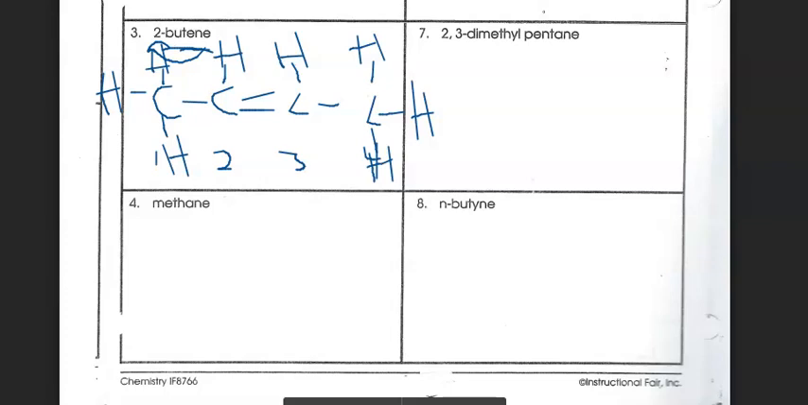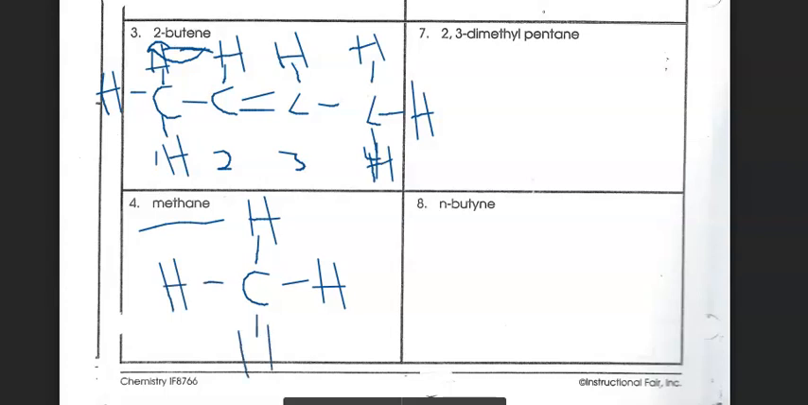If we go down to number 4, methane, meth, of course, means one carbon, ANE, well, single bond, it's only one carbon. Here it is, good old CH4. There is no such thing as methane with an ENE ending or methene. In order to have a carbon-carbon double bond or a carbon-carbon triple bond, you need at least 2 carbons.